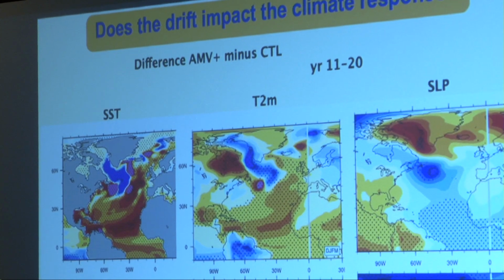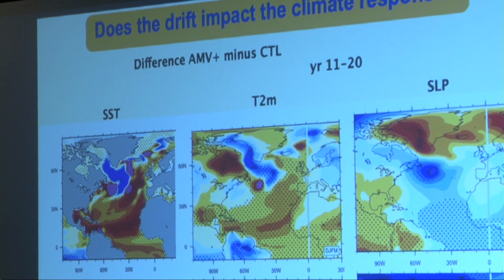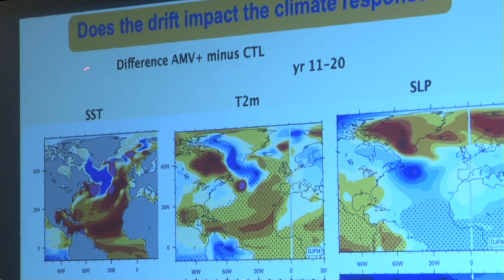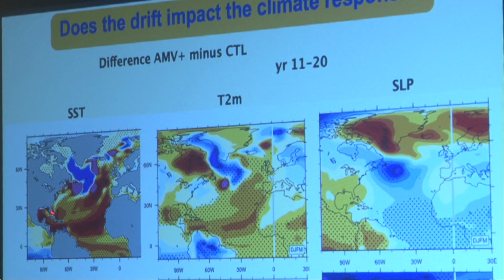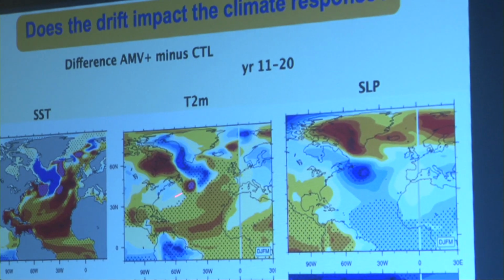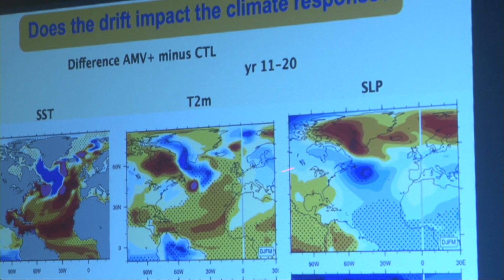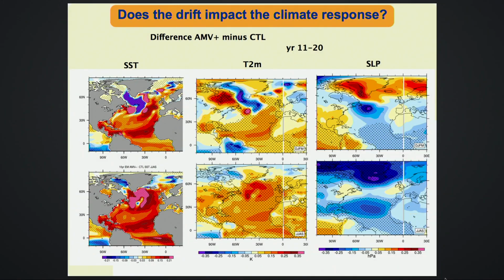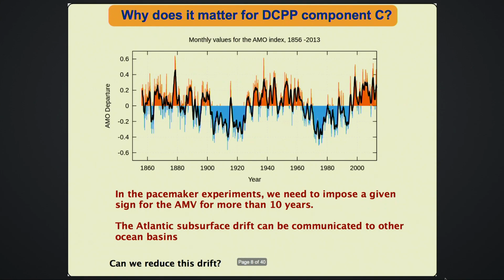However, if we look further in time, the next 10 years of the experiment, year 11 to 20, this is sea surface temperature in addition, and this cooling can now be seen in the air temperature, and the sea level pressure difference reflects that cooling. Summertime is less affected, but there is some blob of cooling that appears there. Okay. So why does it matter for this experiment?